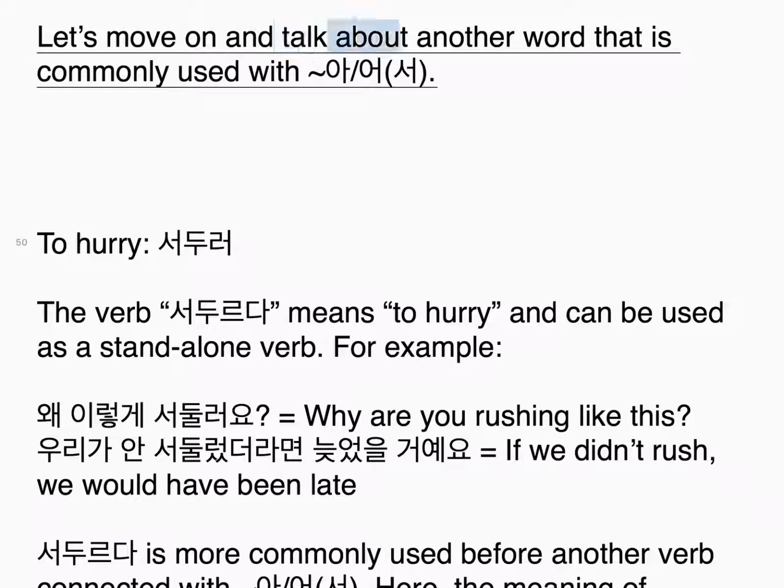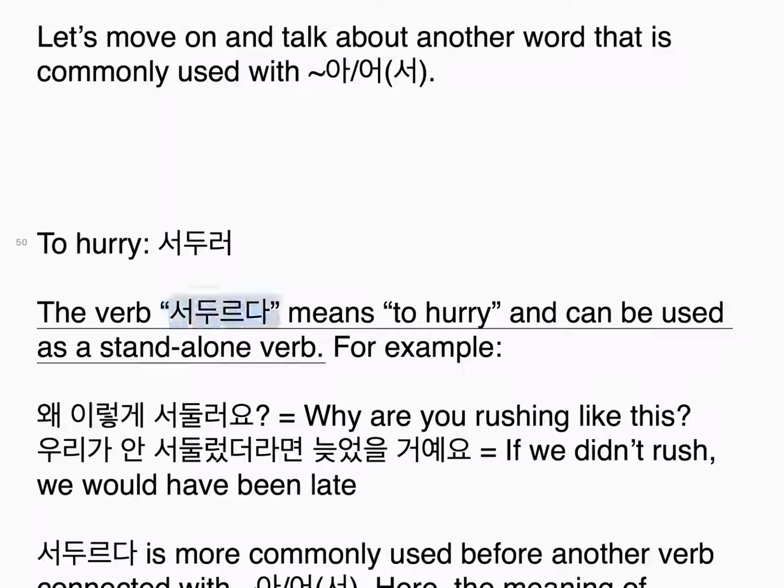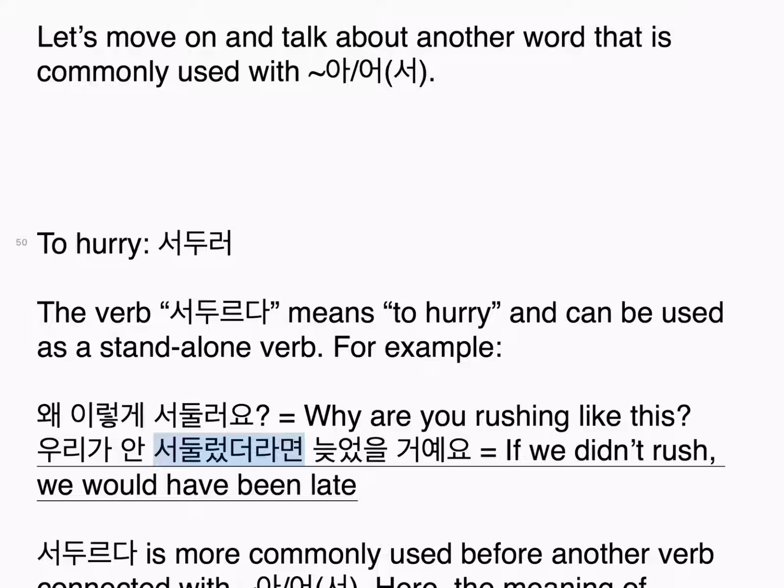Let's move on and talk about another word that is commonly used with 어서, to hurry, 서둘러. The verb 서두르다 means to hurry and can be used as a standalone verb. For example, 왜 이렇게 서둘러요? Why are you rushing like this? 우리가 안 서둘렀더라면 늦었을 거예요. If we didn't rush, we would have been late.